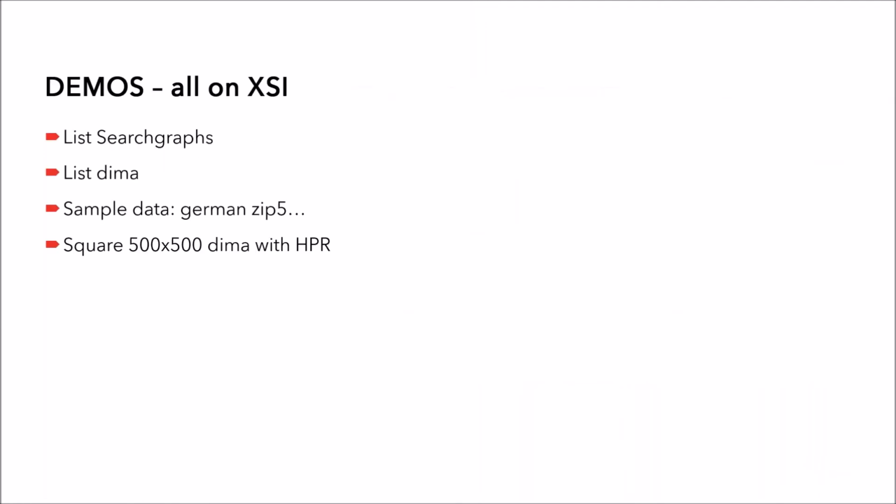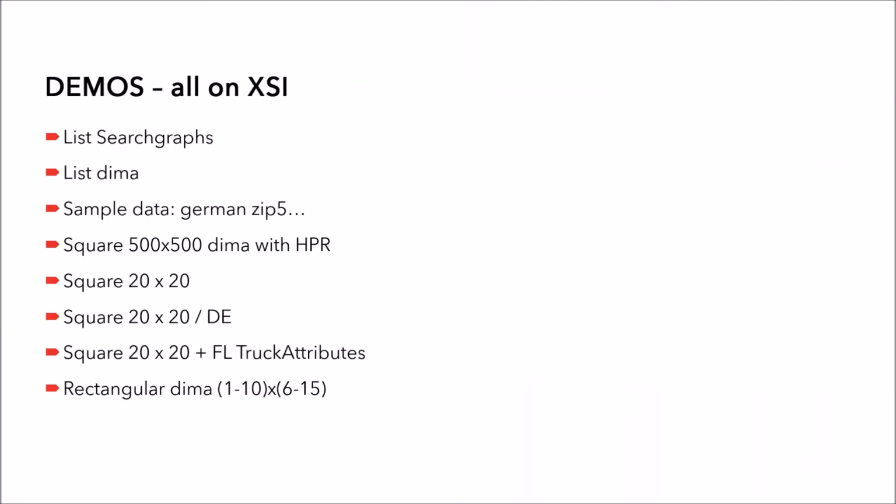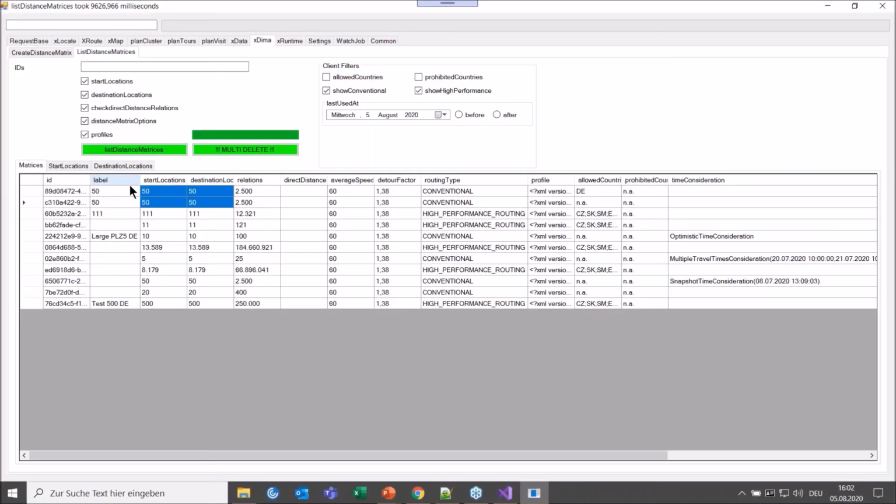Then I have collected some examples for distance matrix calculations. You've already seen them with the test graph. You've seen that we can ask the service for what search graphs are available. You can ask for what are the distance matrices that are available. I have already created a large distance matrix. By the way, let me now compute a very large distance matrix.